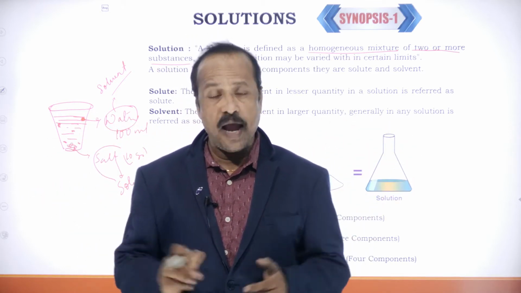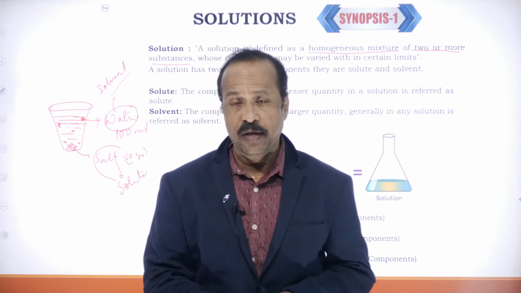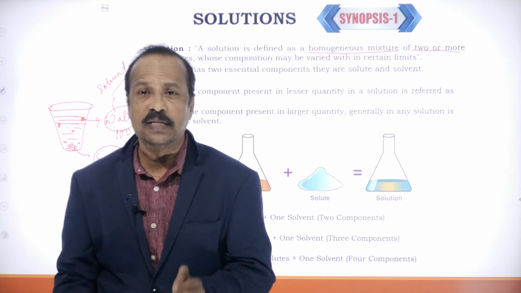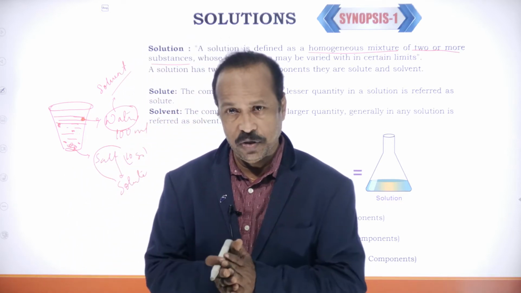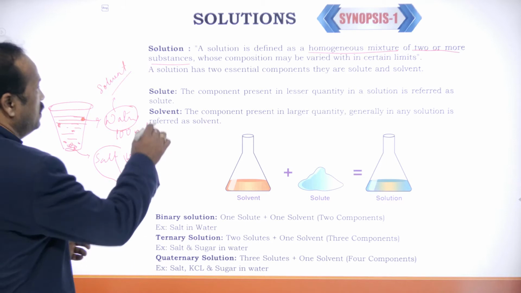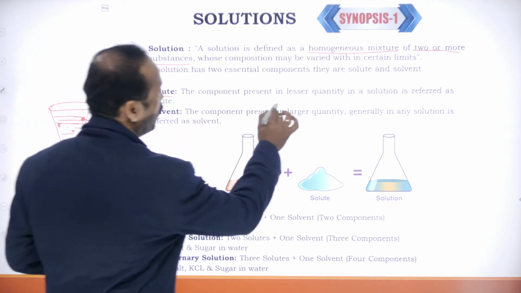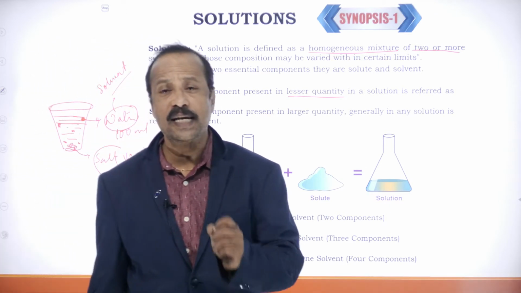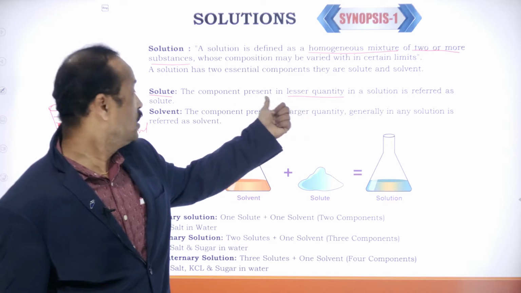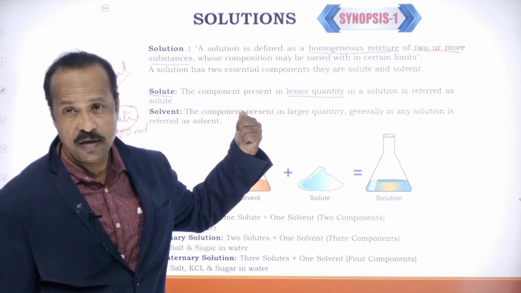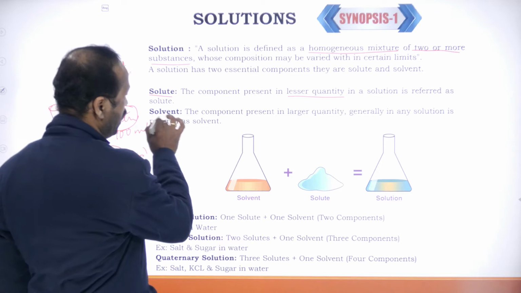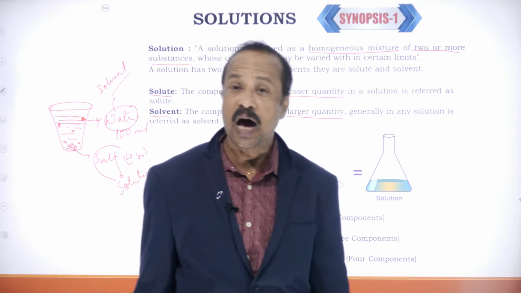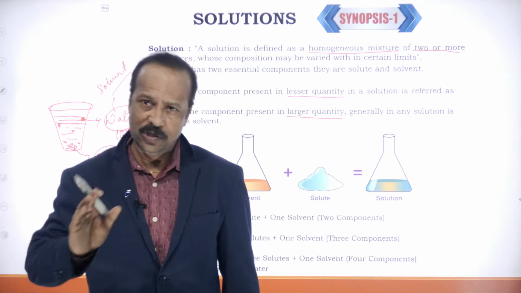So generally when you take a binary solution, one component will be more in quantity and the other component will be small in quantity. The component which is larger in quantity is called a solvent, and which is less in quantity is called a solute, right. So the definition you see here, first solute is given: the component present in lesser quantity is called solute. And then what is the solvent now? The component which is in larger quantity is called the solvent.